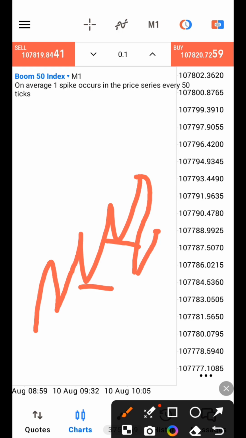But before this sweep can be valid, we bring out our Fibonacci tool and make sure that this sweep falls below the 50 level if you are buying. If you are selling, it is above the 50 level, but if you are buying, it is below the 50 level. Now, don't get confused. Let's go to the chart.